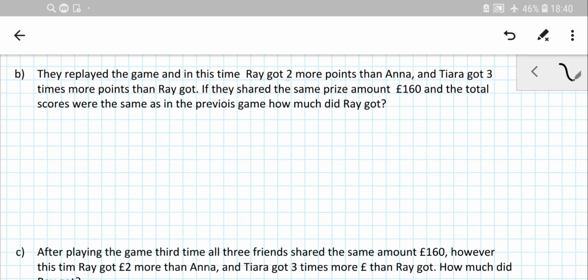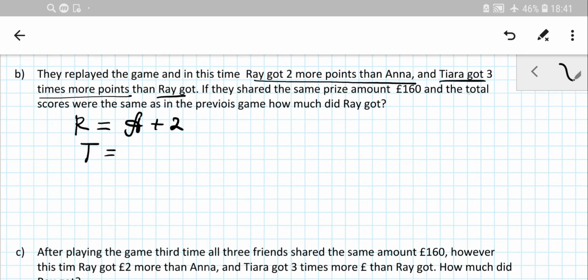So Ray got 2 more points than Anna. We put the score for Ray as R, and Ray got 2 more points than Anna, so Anna's score is R minus 2. That's what this sentence means. Tiara got 3 times more points than Ray. Now we compare Tiara's score, and she's got 3 times, which means 3 multiplied by the points of Ray. So Tiara got 3R.